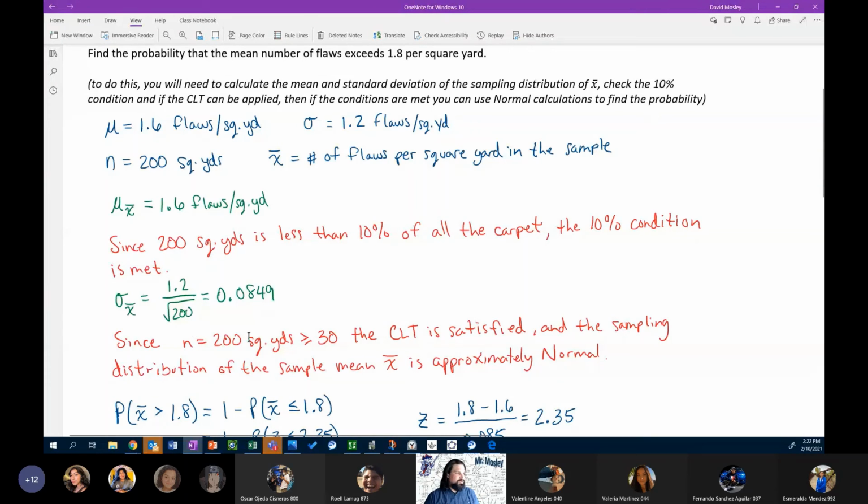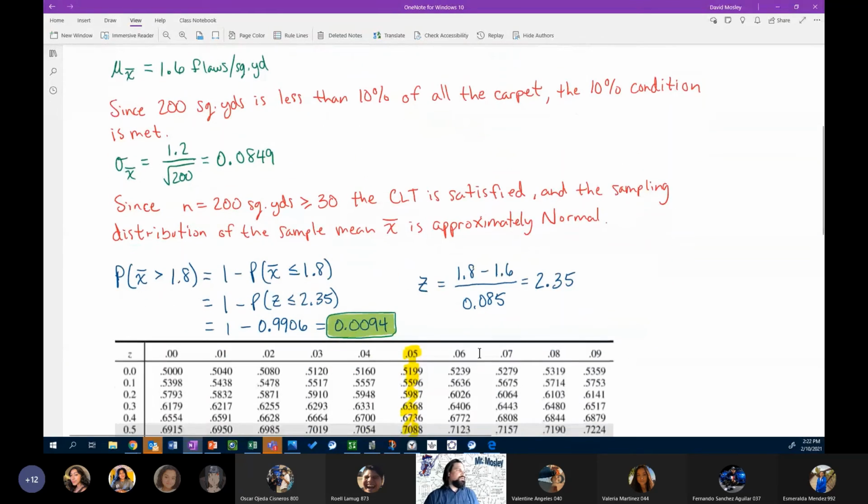Since n equals 200 square yards is greater than or equal to 30, the central limit theorem is satisfied: the sampling distribution of the sample mean X bar is approximately normal, right? Just because the parent population is not normal, the sampling distribution can be, right, because we actually end up getting a more continuous distribution. It's closer. It can be approximated by a normal distribution.